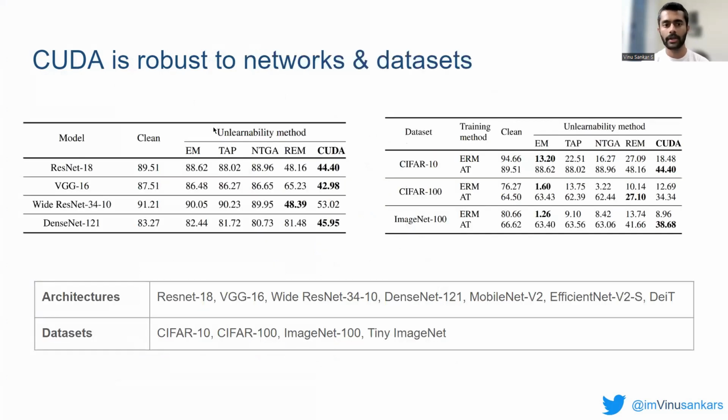We also show that CUDA is robust to different networks and datasets. For example, we show that our technique is robust to ResNet 18, VGG, Wide ResNet, DenseNet, MobileNet, EfficientNet, and Image Transformer. We also show its effectiveness on CIFAR 10, CIFAR 100, ImageNet, and Tiny ImageNet. As shown in the table here, CUDA is the only technique that is consistently robust with different networks under adversarial training.